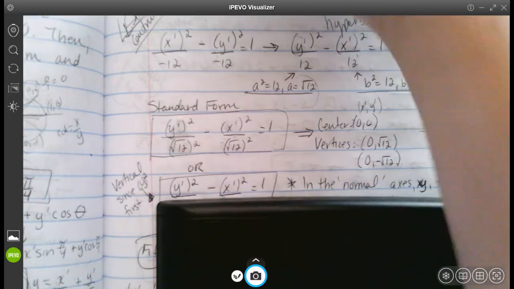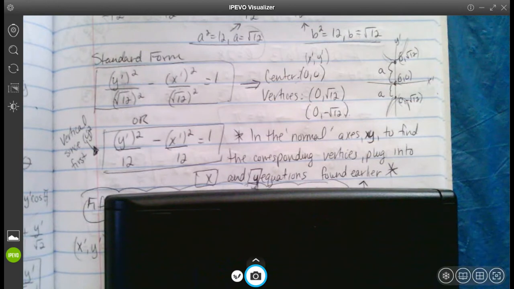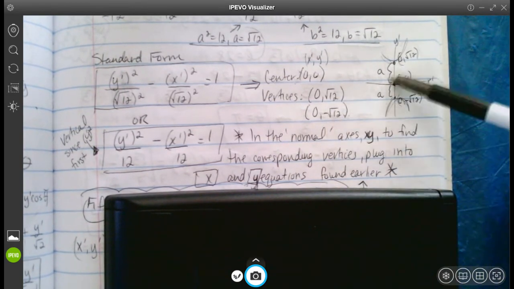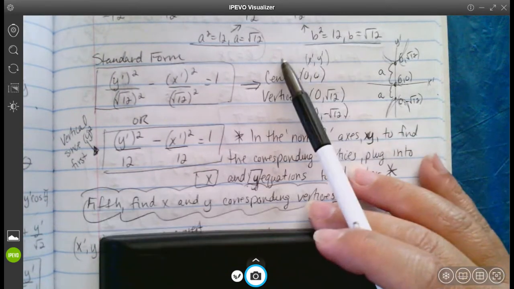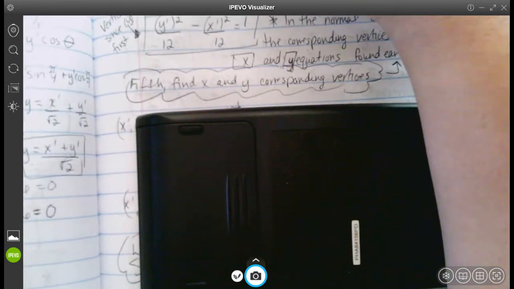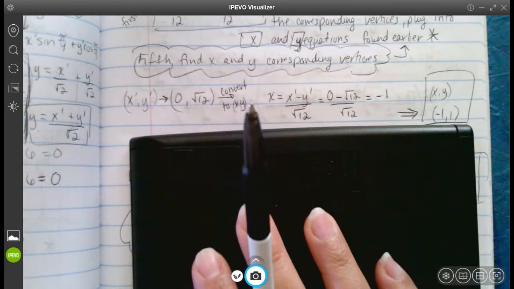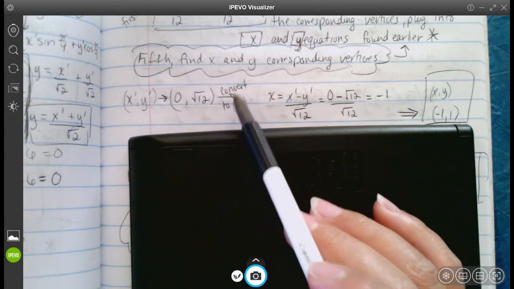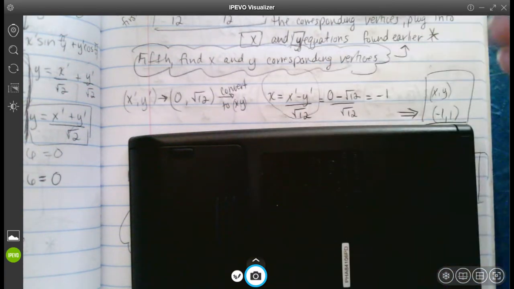We're not done because we still have to sketch it in like, what it might actually look like. So in the normal axis, which is our xy, to find the corresponding vertices, because it's kind of hard to visualize exactly where it's going to land slanted, we have to use the xy equations we found earlier. So that is step number 5, to find our corresponding x and y vertices. How do we do that? Well, we take our point, so 0, square root of 12 is one of the vertex points, and we're going to convert it to xy. So we're going to plug it back into this one that I found earlier.